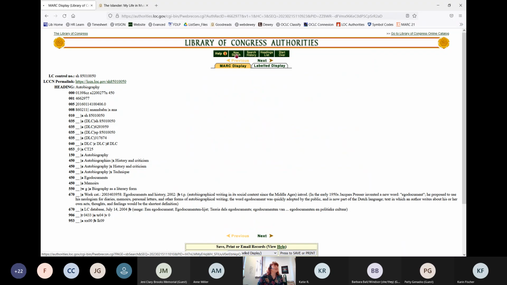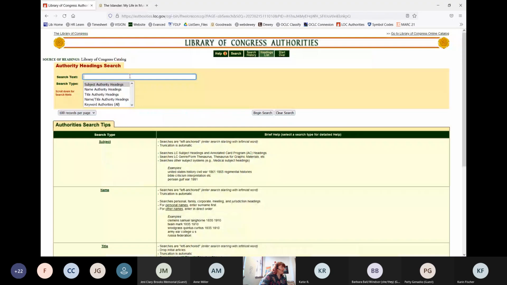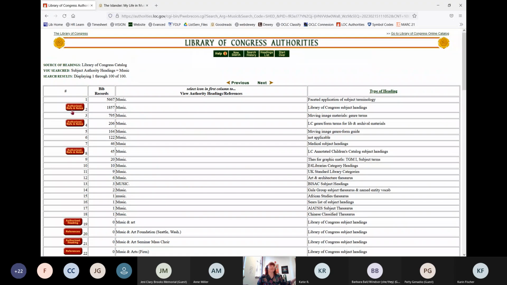So let's try a different search. Let's just do music. Let's see what comes up. Music. Okay, easy enough. Authorized with references and notes. Music, it's a Library of Congress subject heading.